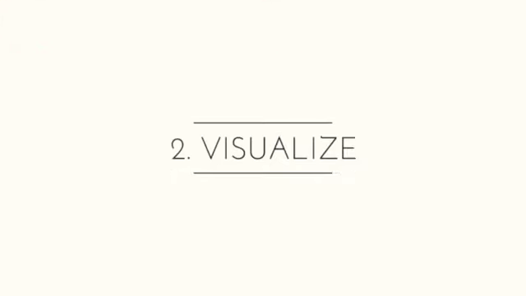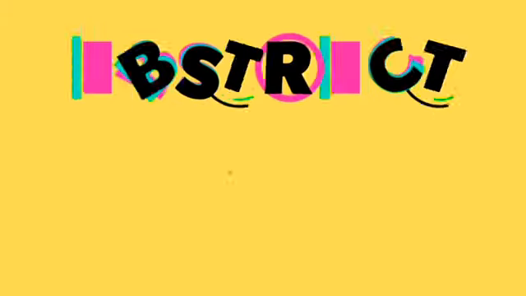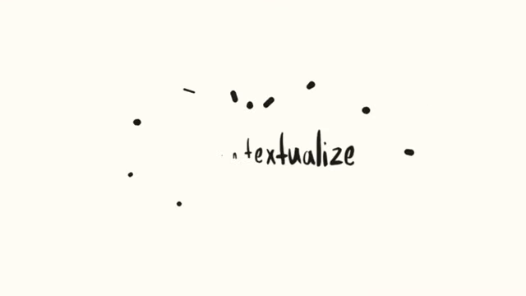So that's the second thing. The second thing is to visualize, to create a mental image of what you are trying to learn. There are rules for creating mental images. God willing, in another video I'm going to explain to you how to do this properly.